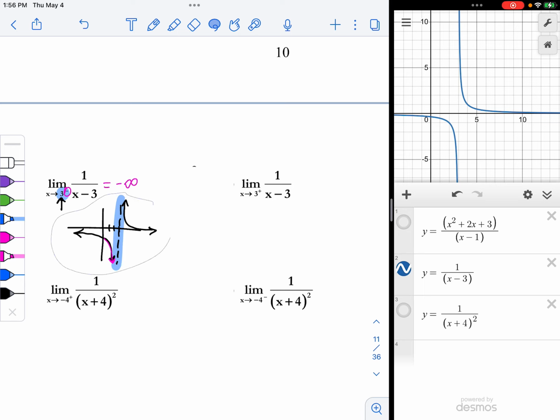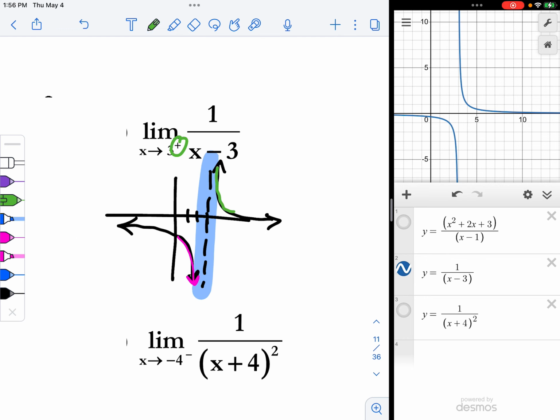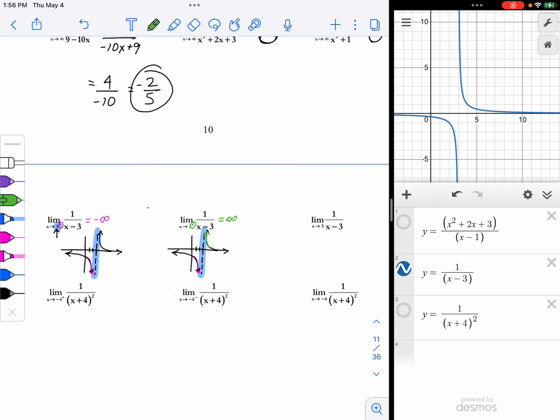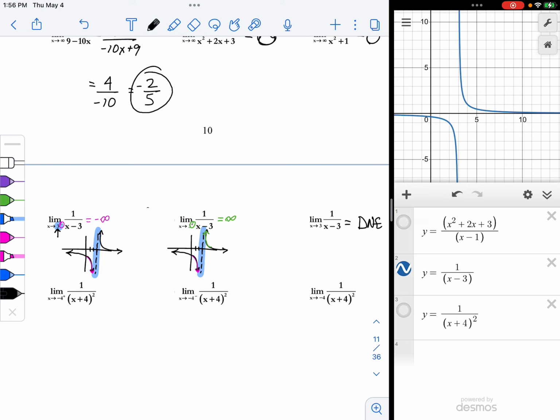If I take this exact same graph and I investigate this, as the question says, on the right-hand side, my right-hand limit is going up. So this would be positive infinity. Now, as you look at this situation, on my left side I went negative and my right side I went positive, because they're not the same, this limit does not exist.